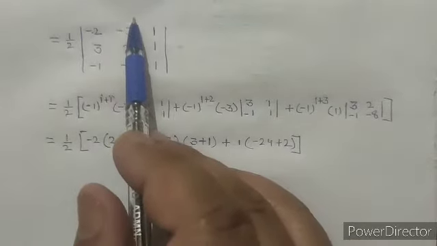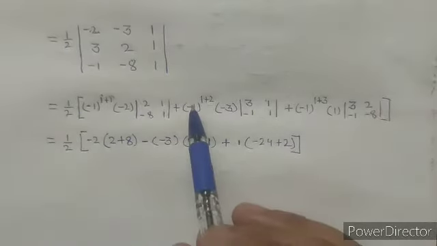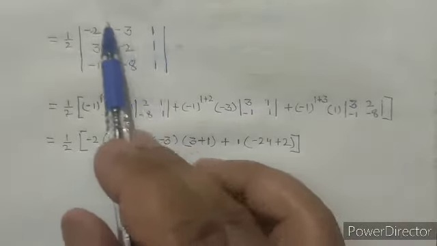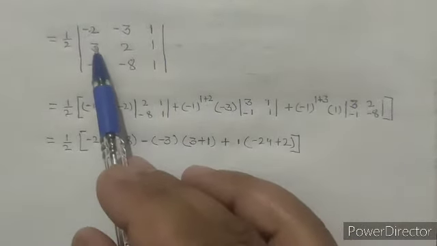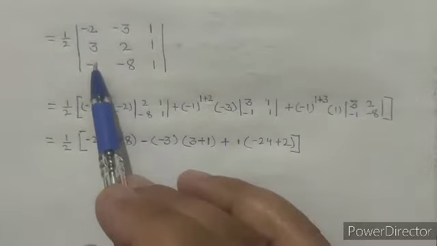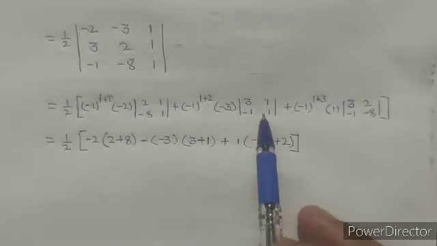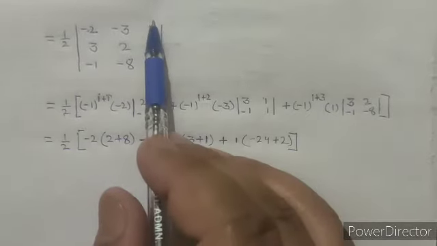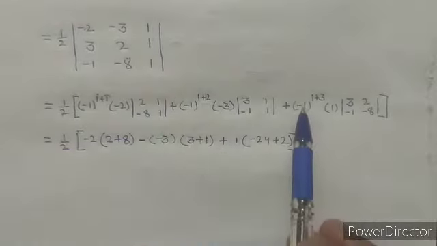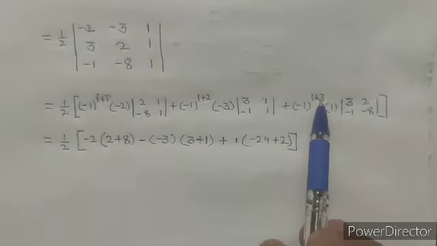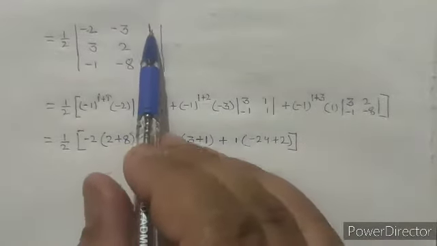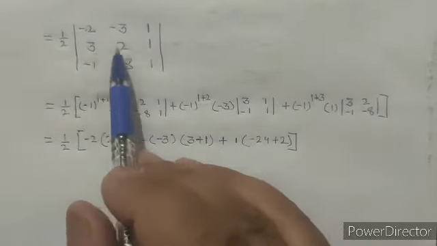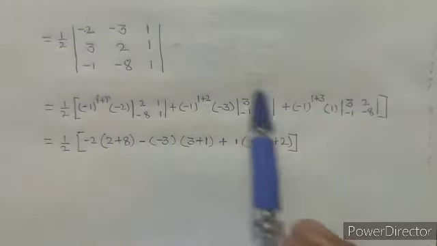is of row 1 and column 2. So that will be minus 1 raised to power 1 plus 2 into minus 3. Now we'll eliminate the row and column of minus 3 and that will give us determinant of 3 1 minus 1 1. Now the last element of row 1 is 1 and this belongs to row 1 and column 3. So that will be minus 1 raised to power 1 plus 3 into 1. Now on eliminating the row and column of 1, we will get determinant of 3 2 minus 1 minus 8.